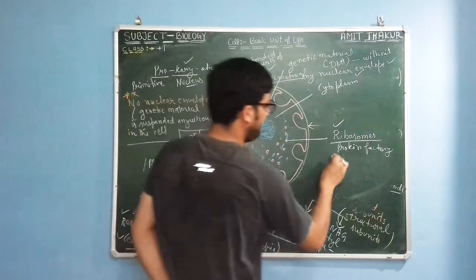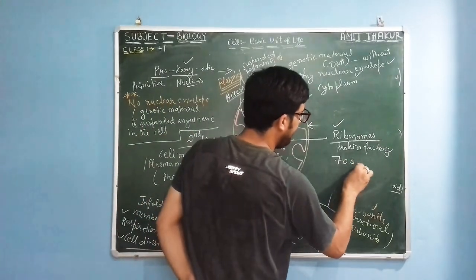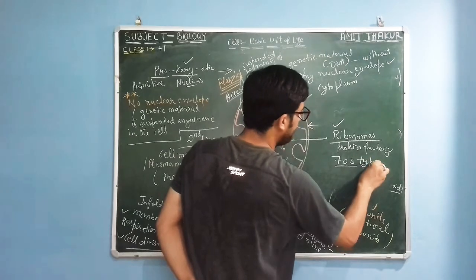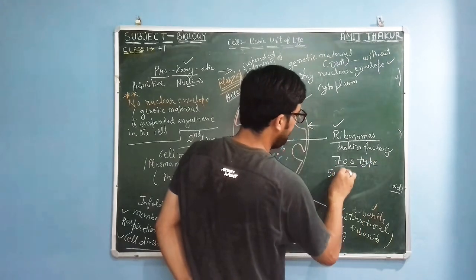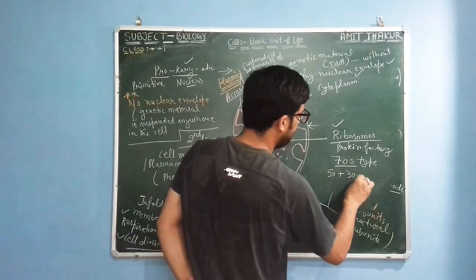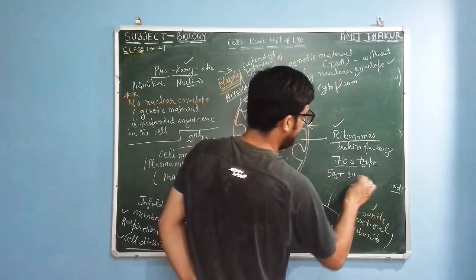Ribosomes in prokaryotic cells are 70S type, means 50S plus 30S subunits.